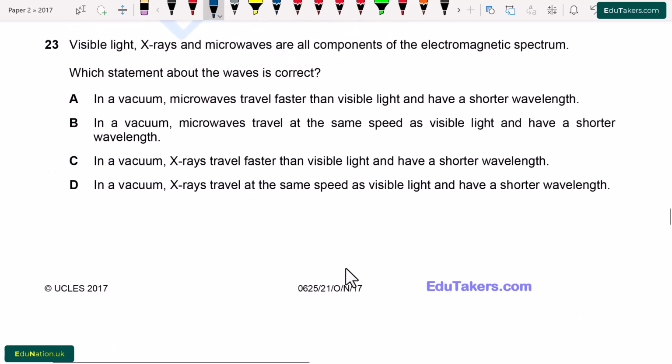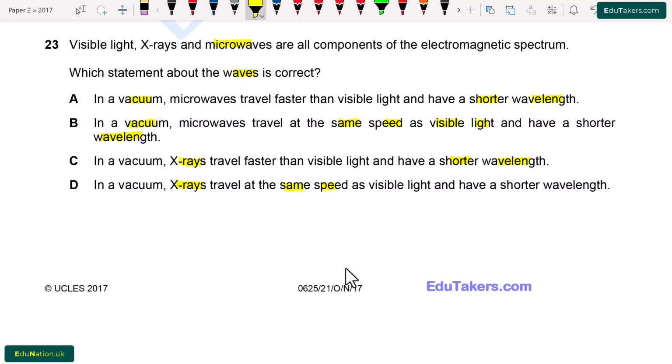Question number 23. Visible light, X-rays and microwaves are all components of the electromagnetic spectrum. Which statement about the waves is correct? Option A. In the vacuum, microwaves travel faster than the visible light and have a shorter wavelength. B. In the vacuum, microwaves travel at the same speed as visible light and have the shorter wavelength. C. In the vacuum, X-rays travel faster than the visible light and have the shorter wavelength. D. In the vacuum, X-rays travel at the same speed as the visible light and have a shorter wavelength.